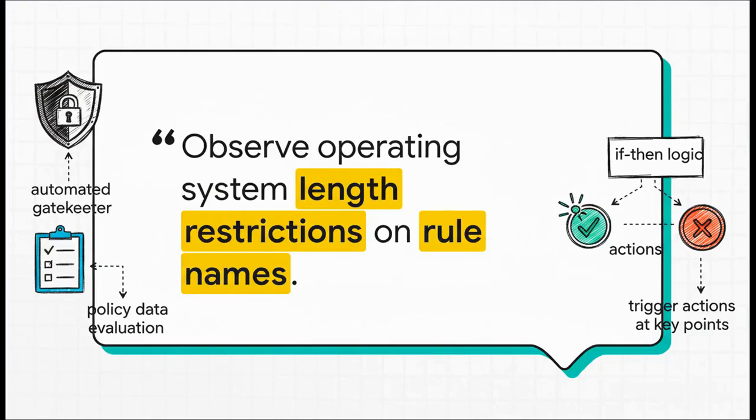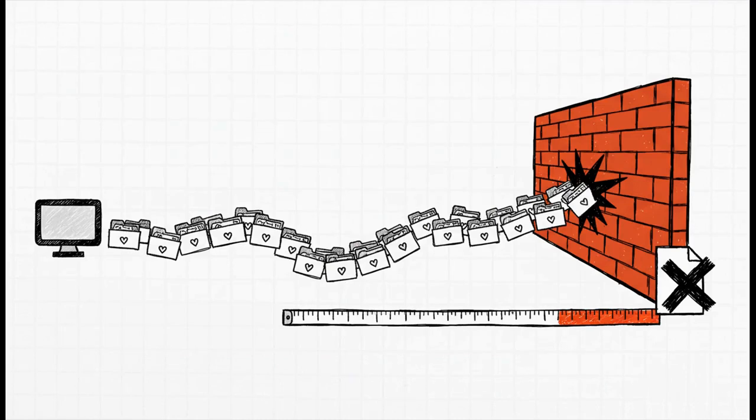This first one seems almost trivial, right? Kind of boring even. But I guarantee you, this has bitten so many development teams. The official advice is simple. Watch out for long rule names. And here's the why behind that advice.